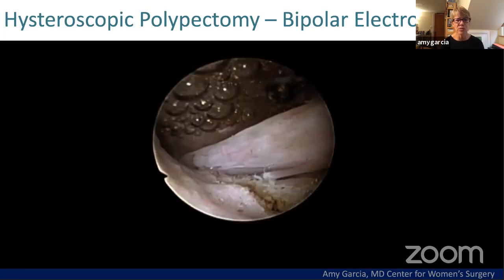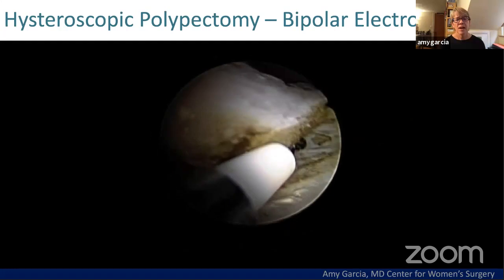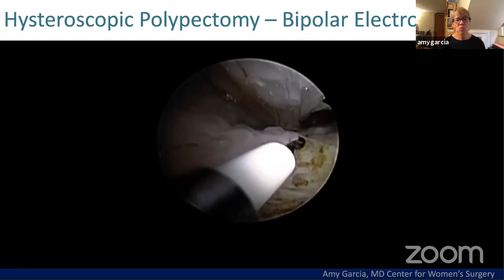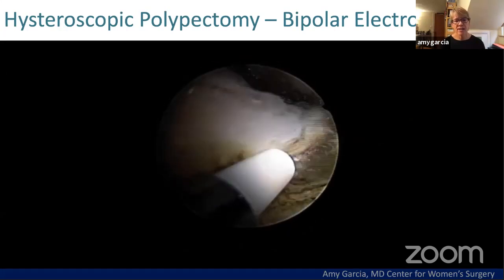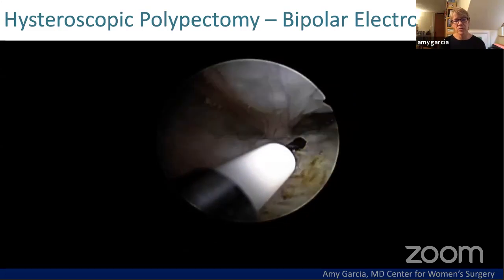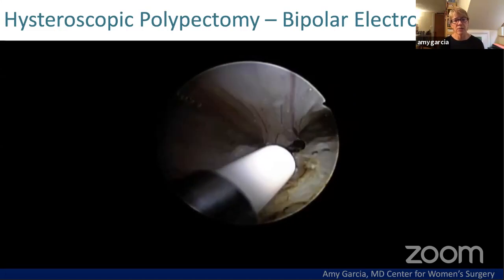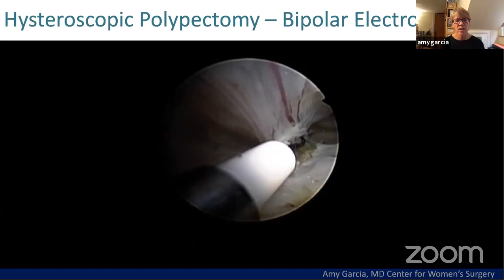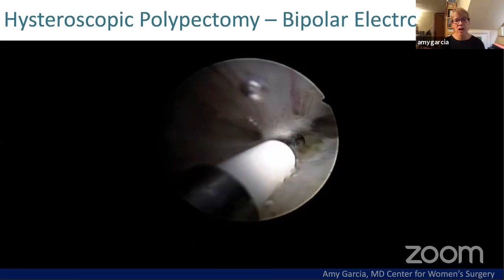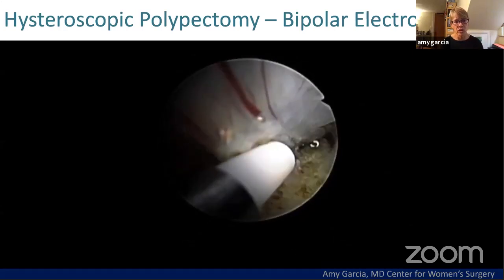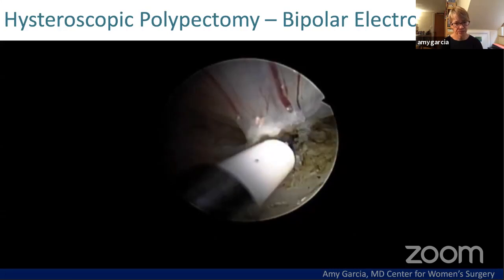I could have done this with scissors. However, the more that I have to cut with scissors, I think Keith mentioned that the longer the patient is awake during these procedures, it becomes a little bit more uncomfortable for her. So because this had such a broad and unusual attachment, I chose to go with this bipolar instrument.